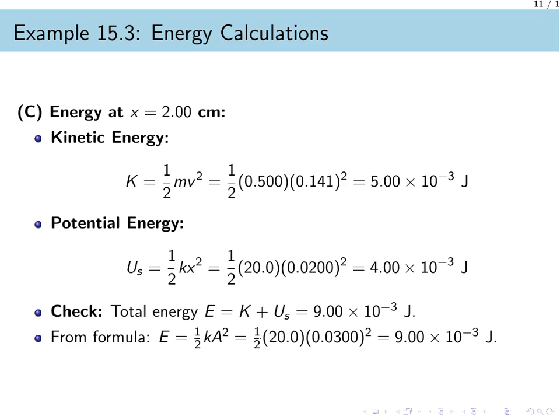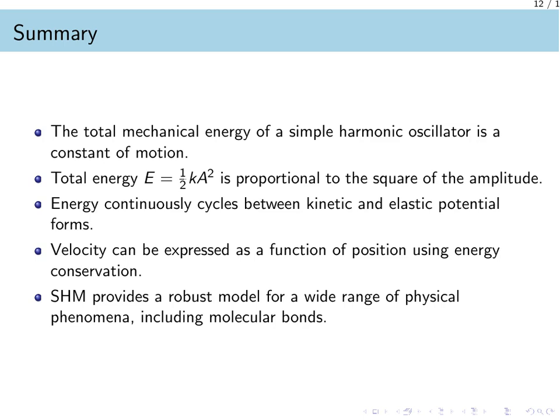Adding these together gives a total energy of 9.00 times 10 to the power of -3 joules. This matches the value we get from our general total energy formula, confirming our calculations are consistent. To summarize the key points of this lesson, we have learned that the total mechanical energy of a simple harmonic oscillator is a constant of motion.